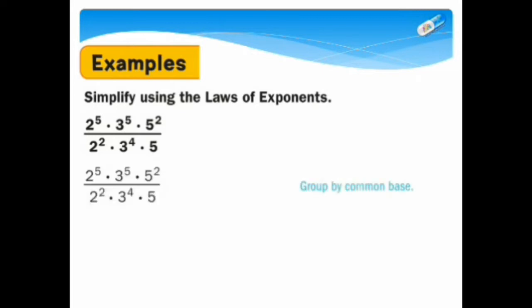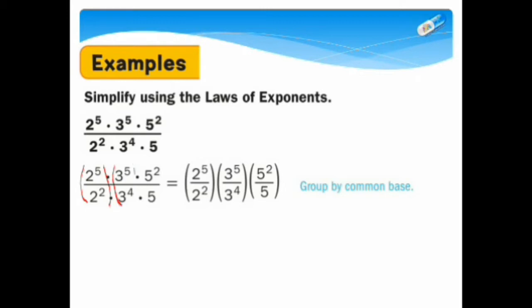So what we do is we group by common base. We'll take each group by itself. We'll take the 2 power 5 by itself over 2 power 2, and we'll take 3 power 5 over 3 power 4 by itself, and we'll take 5 power 2 over 5 by itself like this. And we multiply them. Now we apply the rule of exponents. We subtract the exponents in each one because it is division.